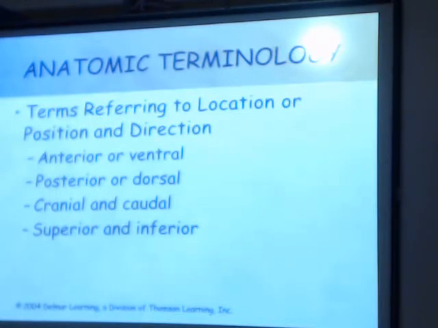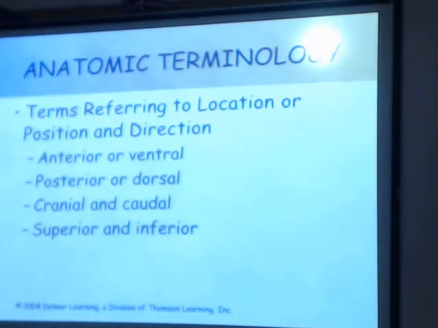Anterior or ventral is the front. Anterior is the front of the body, posterior is the back, dorsal refers to the tail. So anterior or ventral is the front. Dorsal is like the tail end or the back, and also posterior is the back. Cranial would be related to the skull, and caudal would be related to the spinal column, that kind of thing. Superior is anything above the waist, inferior would be below, or anything close to the insertion point.